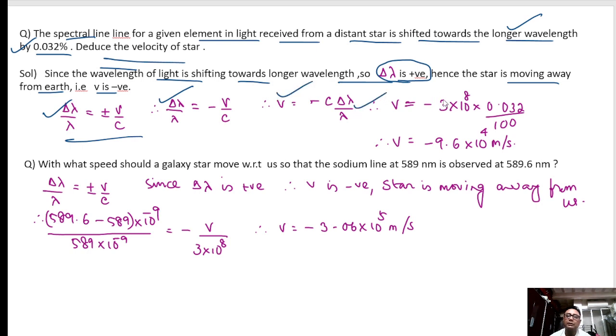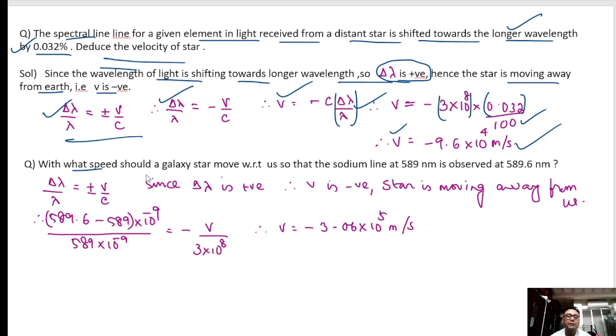This is the value of C, and this is the percentage by which the wavelength is increased. So we can see that the star is moving away from us. The frequency is decreasing as it moves towards a greater wavelength. That means it is moving away. So this is the speed of the star moving away.